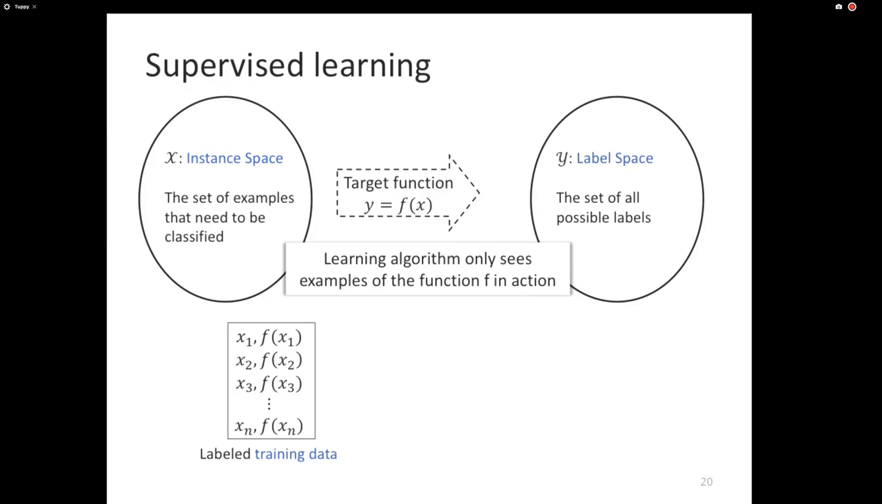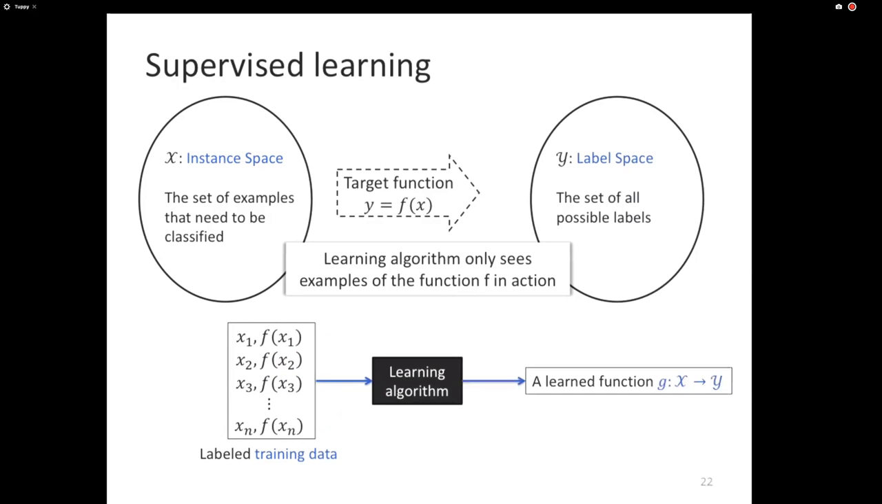It sees an instance x1 and the label assigned by f to x1, f of x1. It sees x2 and the label assigned by f to x2. So you have a list of pairs, right? Here you have n of them. Together, these form the training set. It does not have a symbolic representation of the function. It only observes the function in action, and it does so n times. And all of these n training examples are tossed into a learning algorithm, which for now is a black box for us. And the learning algorithm produces a learned function, g.